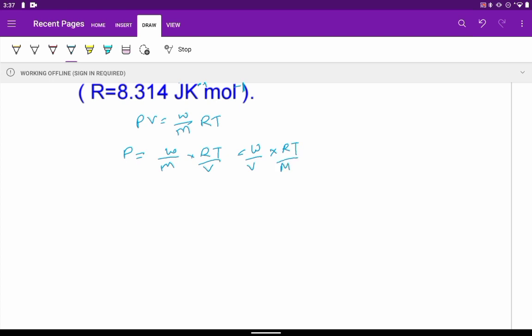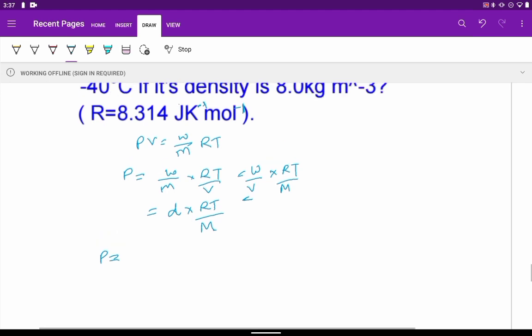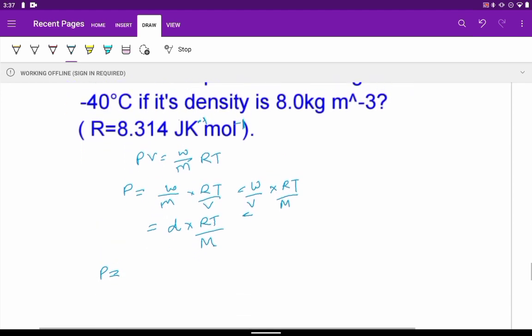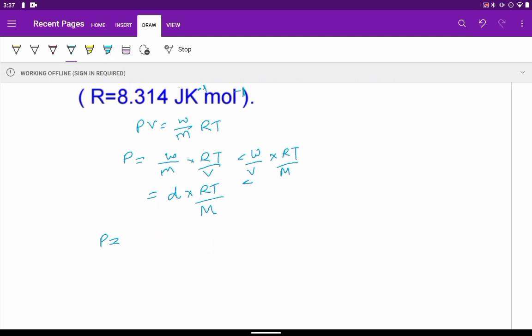But what is W by V? Mass by volume, density. So this W by V part becomes D into RT by M. Now here the density value they have given, we can put the values. P equal to density, how much they have given? 8. So in place of density we can write 8.0 into R value they have given, 8.314.